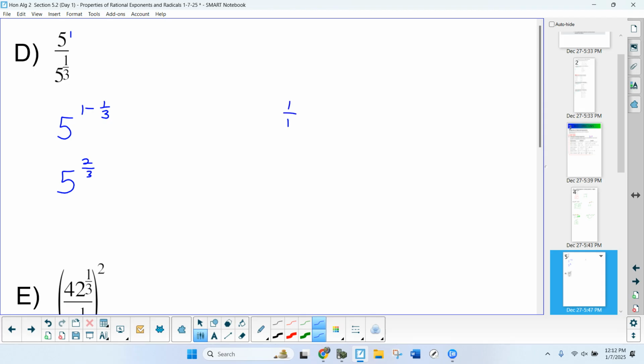Now, if you don't know that, write it out. You have 1 over 1 minus 1/3. What would your common denominator be? 3. So you multiply that by 3 and that by 3, so you get 3 over 3. So 3 over 3 minus 1 over 3 is 2 over 3. Can I simplify this at all? Can you take the cube root of 5 or 25 if you square it first? No. So we're done.